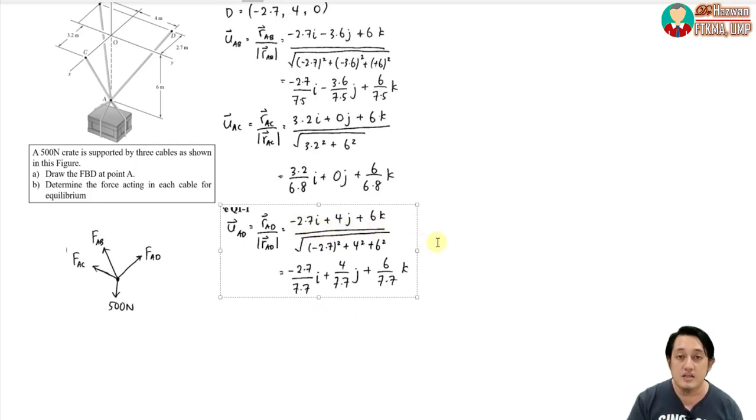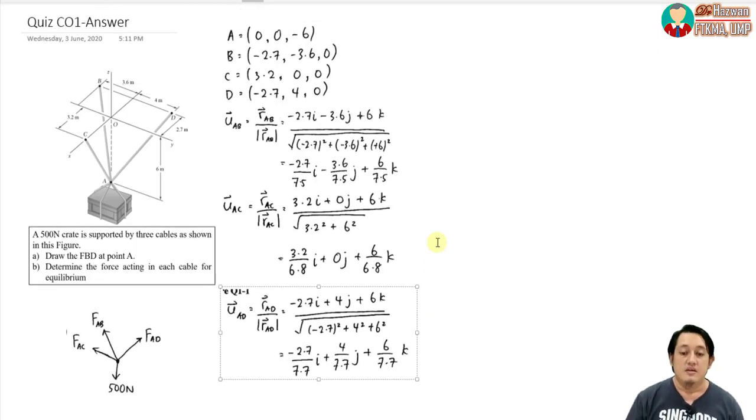How do we calculate the direction? Again, if you want to calculate the direction from A to B, you must do the coordinate of B minus the coordinate of A. So the direction of A to C means that you need to do the coordinate of C minus A. A to D means D minus A. Don't forget. So next, we have all the unit vectors for AB, AC, and also AD.